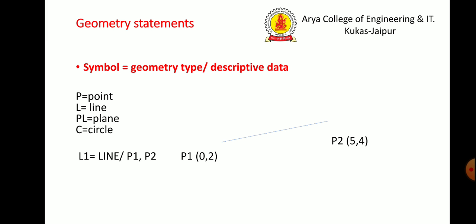For example, in this figure we show line L1. Line L1 starts at a point with coordinates 0, 2, named P1, and the next point is named P2 with coordinates 5, 4. That means x1 equal to 0 and y1 equal to 2, and x2 equal to 5 and y2 equal to 4. The statement is written L1 equal to LINE slash P1 comma P2.